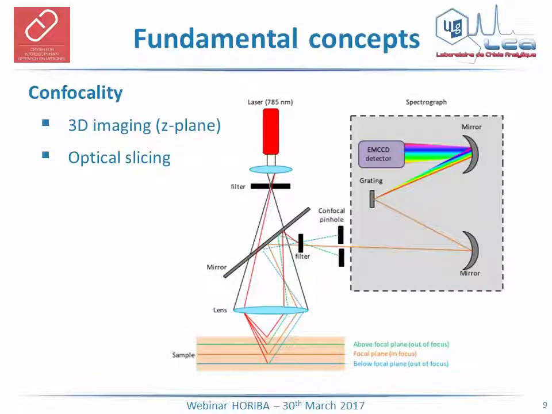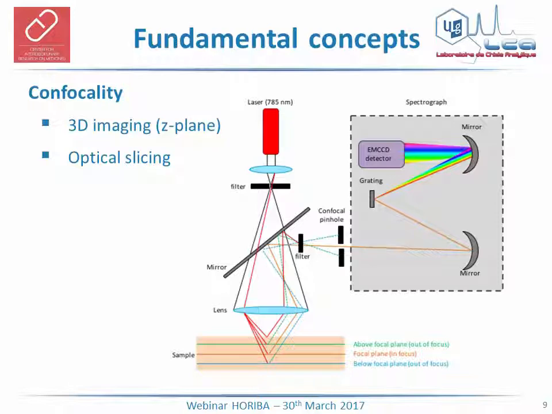Another important point to be highlighted is the notion of confocality. The confocality notion appears with the use of confocal Raman microspectrometers. The term confocal is defined as having the same focus, meaning that the data acquisition of the sample is performed by measurements taken at the same focal plane.